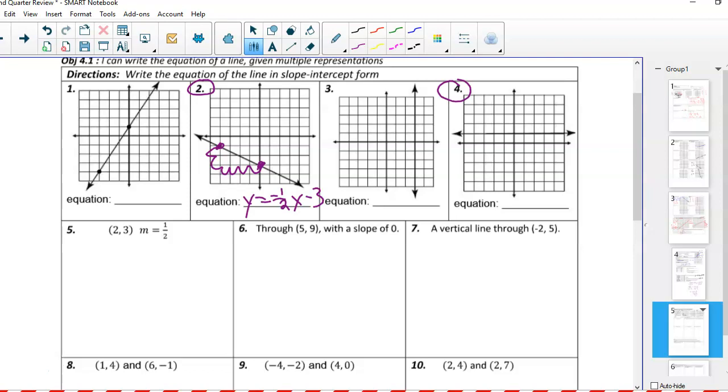Remember that we need our x's and we need our y's. If we don't have that, it's not a full equation. For 4, is this a horizontal or a vertical line? It is a horizontal, yes. So, is this going to be an x equals or a y equals? Y equals. What number does y equal? 1. Yes.